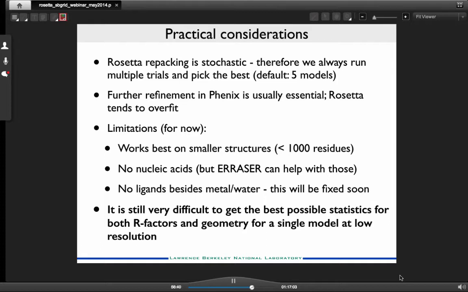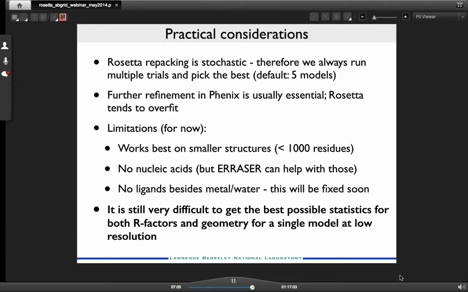And then the final big limitation is it doesn't really deal with ligands either. It has built-in support for some metals and water atoms, but any other non-standard ligands it generally has problems with. We're working on that now. I'll show an example later. I've managed to get it to sort of work, but we want it to be totally automatic eventually.